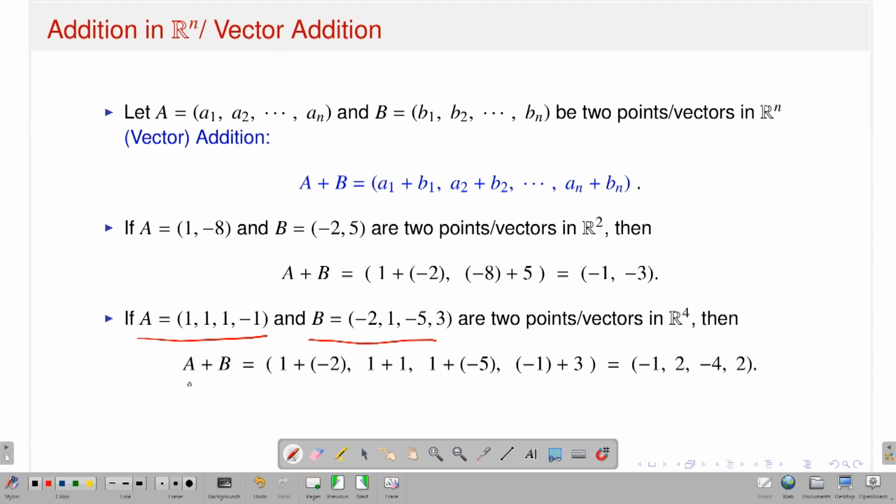Then capital A plus B, that is capital A plus capital B. Normally I use capital letters to denote the vectors, so I may say just A also, instead of saying capital A always. So, A plus B is equal to the coordinate-wise addition: 1 plus minus 2, that is the first component, giving minus 1; 1 plus 1, the second component, gives 2; 1 plus minus 5 gives the third component minus 4; and minus 1 plus 3 gives the fourth component 2.